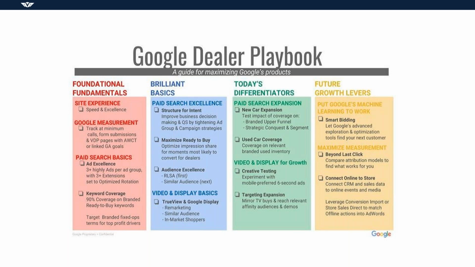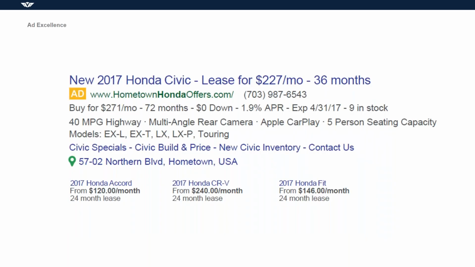In fact, it needs a little explanation because even Google didn't use their Google spell check here. 3+ highly relevant ads, they're trying to tell you, 3+ highly relevant ads per ad group with 3 extensions set to optimize rotation. And then we also had keyword coverage, 90% coverage on branded, ready-to-buy keywords. And we're going to talk about that a little bit. So what does ad excellence, 3+ highly relevant ads per ad group with extensions and optimized rotation really mean?